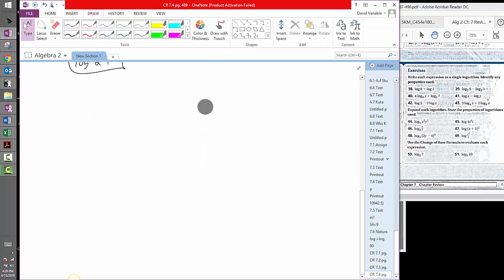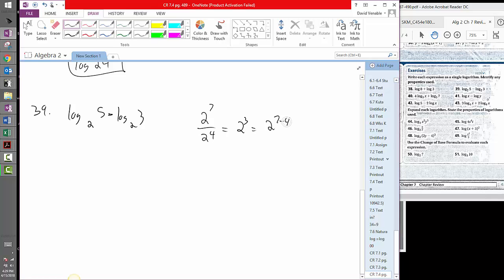Let's look at 39. Okay, for number 39, I have log base 2 of 5 minus log base 2 of 3. Just like where I did the other one, I'm going to do something similar. All right, let's say we have 2 to the 7th power over 2 to the 4th power. And this is just a way to think about it. Well, isn't that 2 to the 3rd power? Well, how do we do that? We did 2 to the 7 minus 4. Notice how when you're dividing exponents with the same base, you can think of it as subtracting the powers. Well, that's what's happening here.